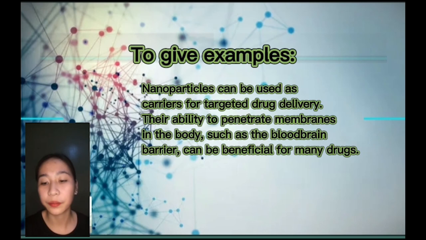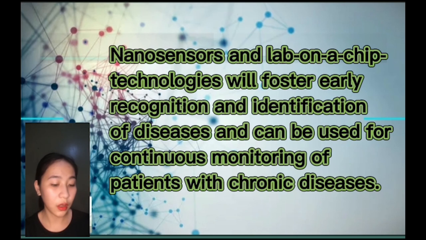The second one is nanosensors. Nanosensors and lab-on-chip technologies will foster early recognition and identification of diseases and can be used for continuous monitoring of patients with chronic diseases. Some undesirable implications of nanotechnology to humans.